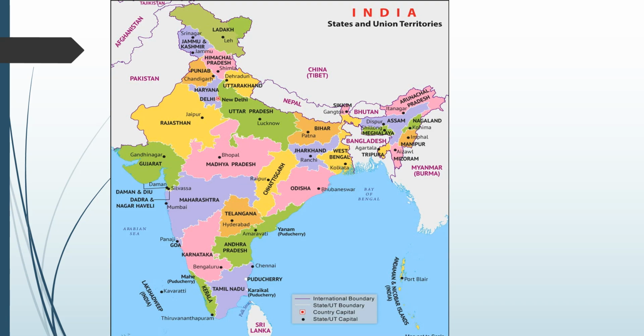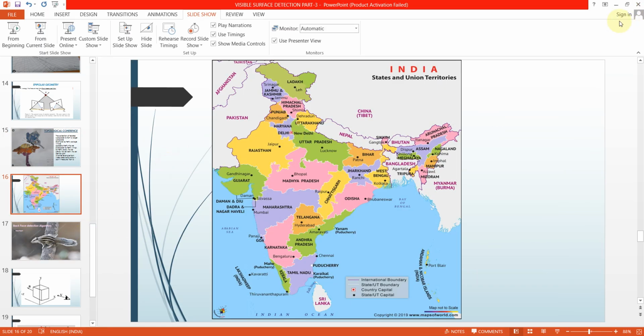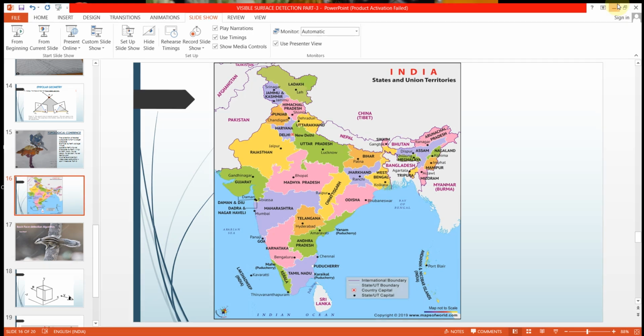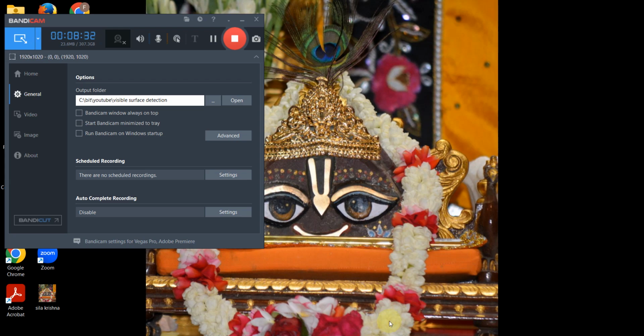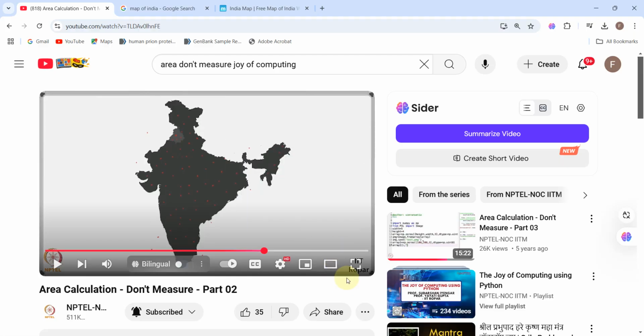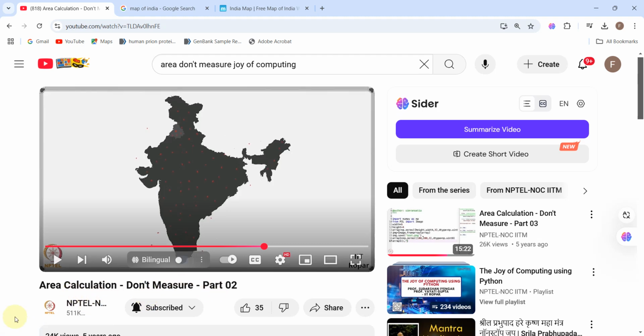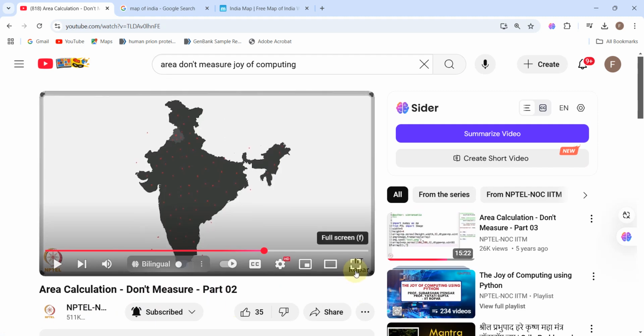So how can this topological coherence help us in computer graphics? I am giving you another simple example. This example is not directly related to computer graphics, but it is in a simple, day-to-day life language. It is a simpler type of example of how topological coherence can be used in an image. This is the video of area calculation, don't measure, part 2, from NPTEL's course Joy of Computing, offered by IIT Ropar.